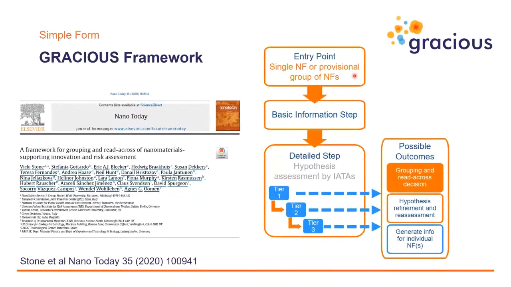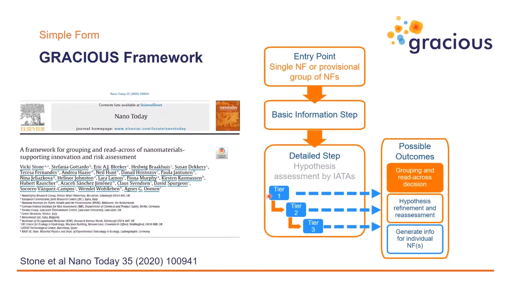Or it could be that you have a provisional group of nanoforms, some of which have data and some don't. Then you need to go through a basic information step where you collect enough information to trigger a specific grouping hypothesis. So the European Chemicals Agency requires you to generate a hypothesis that explains why, in a scientifically valid way, you want to group your nanomaterials together. And then within this detailed step, once you've generated your hypothesis, we then have these structures available that allow you to assess that hypothesis and gather the available information or generate new information needed.